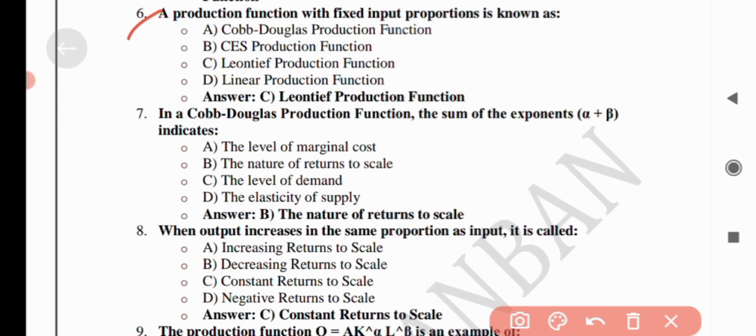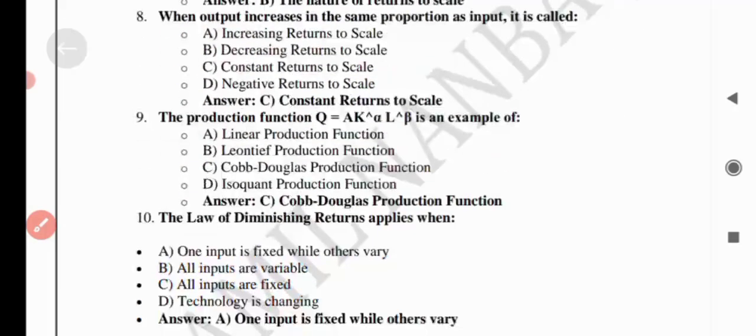A production function with fixed input proportions is known as Leontief production function. In a Cobb-Douglas production function, the sum of the exponents indicates the nature of returns to scale. When output increases in the same proportion as input, it is called constant returns to scale.